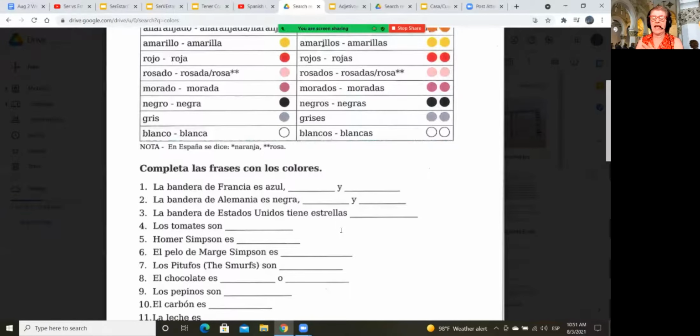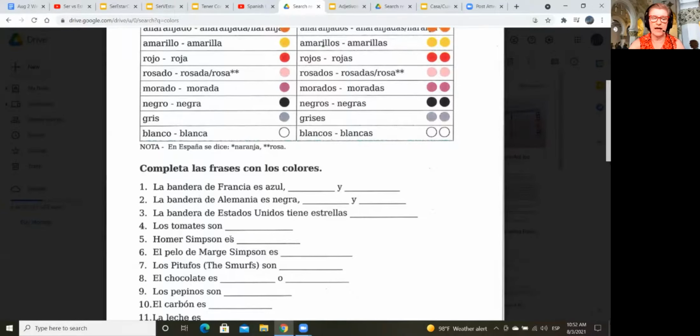I want you to look at that word, stars, estrellas. It ends in an A-S. What kind of word is star? Is it masculine or feminine? It's feminine, estrellas. So we're talking just about the stars and the color of the stars. La bandera de Estados Unidos, the US flag, tiene estrellas. What color? Blancas. Tiene estrellas blancas.